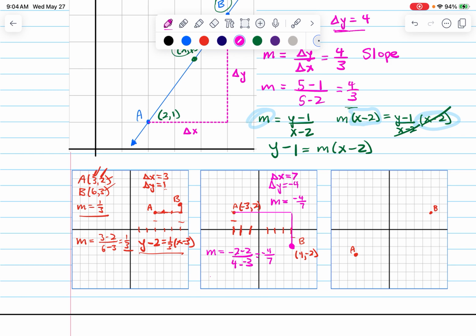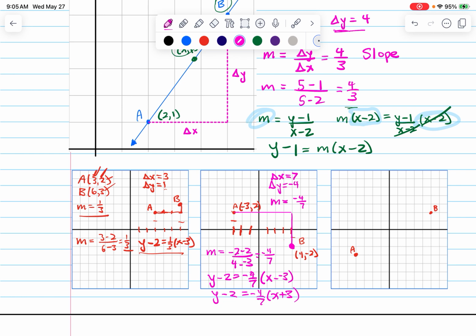Oh, so now let's see what we've got. Y minus 2 equals -4/7, x minus a -3, which would be x plus 3. So y minus 2 equals -4/7, x plus 3. And there's my equation right there. That's the equation for the line.